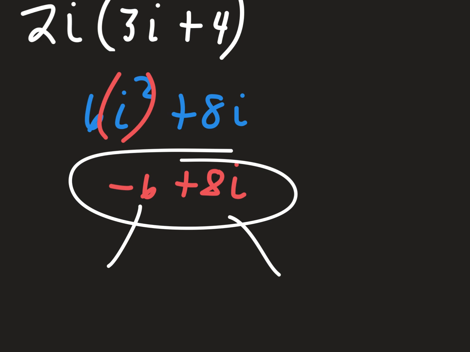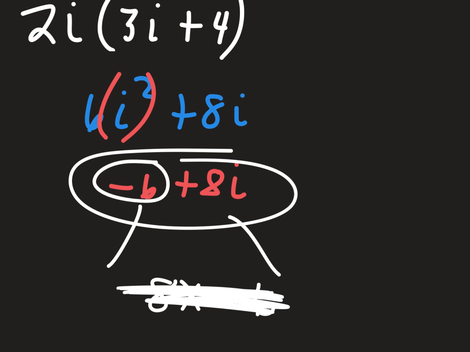Normally if there's a variable, the variable's supposed to be first. This is not a variable. Like if it was 8x and negative 6, you should write 8x minus 6. But not in this case because i is not a variable. All right. Real part, imaginary part.